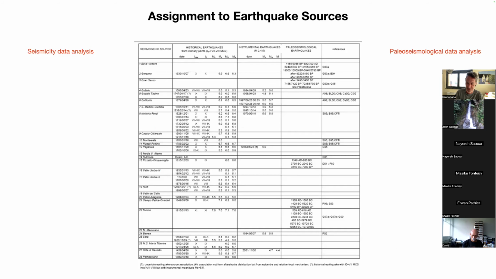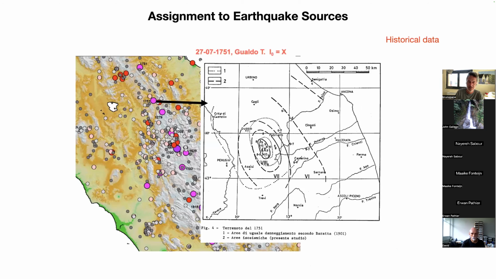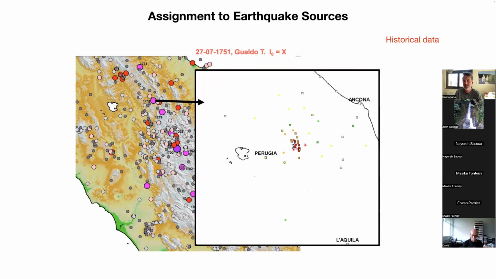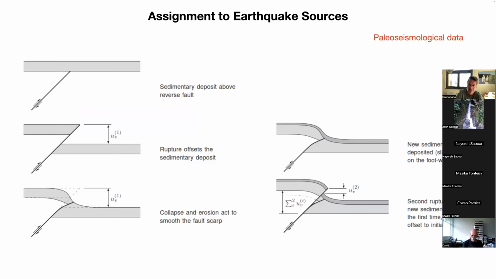This is a table that is just an example of assignment of earthquakes to earthquake sources. Just a few words to say that what is a point, only an epicenter, in a historical catalog is a distribution of intensity data points. And it is important to know that when we assign an earthquake to a source, we have not to see only the epicenter of the event in the catalog, but we have to see the intensity data point distribution. And we have to use this kind of information to assign this kind of data to different sources.